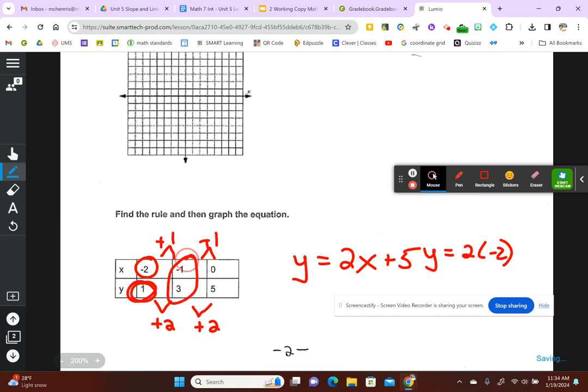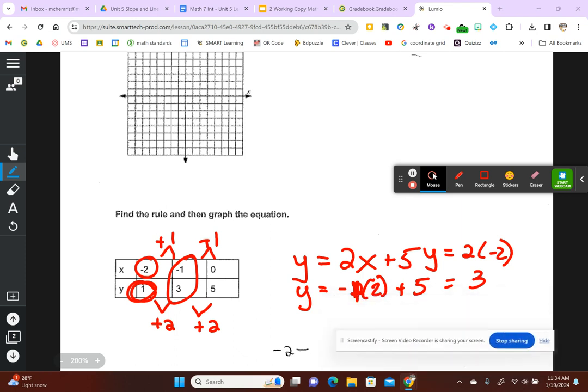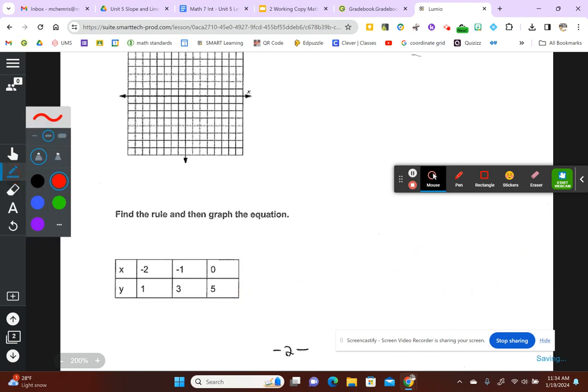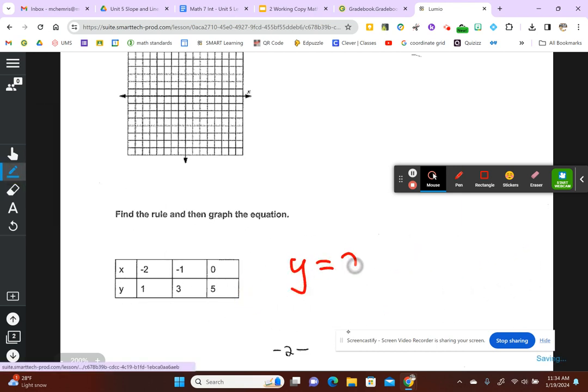So let me see if it works for this ordered pair. Negative 1 times 2 is negative 2, plus 5, and that does equal 3. And the other one is Y equals 0 plus 5, and 5 equals 5. So my rule does work. So in this case, I know that it's Y equals 2X plus 5.